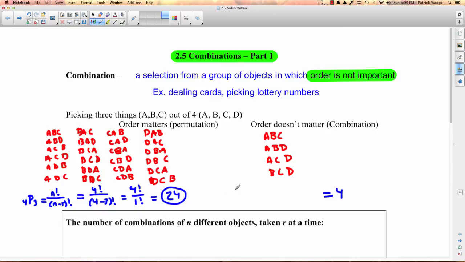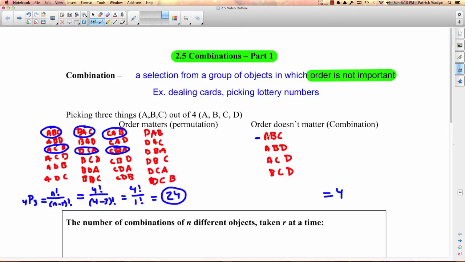Where would that 6 come from? Well, if you think about it, let's just look at ABC. We've got ABC, BAC, CAB, CBA, BCA, and ACB. Here's the 6 here. And these 6 here actually only end up with this one here. How come? Because there are different ways you can arrange the ABC.